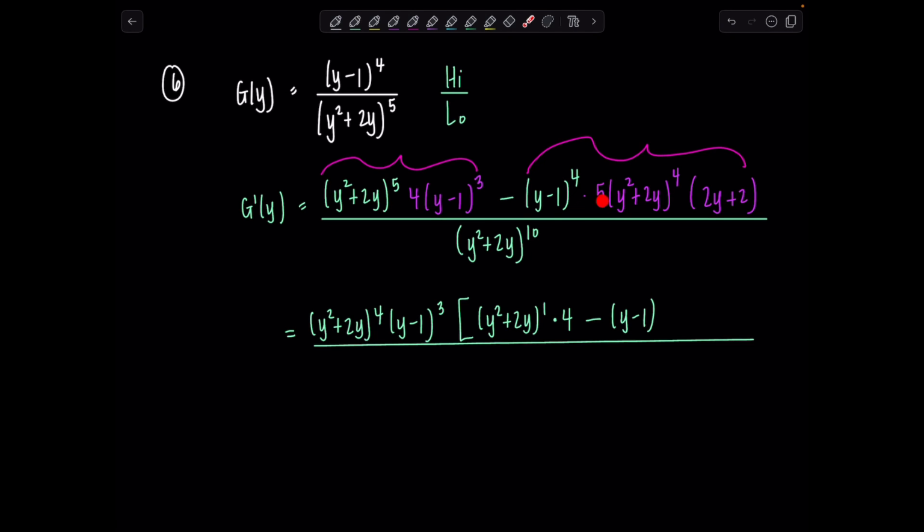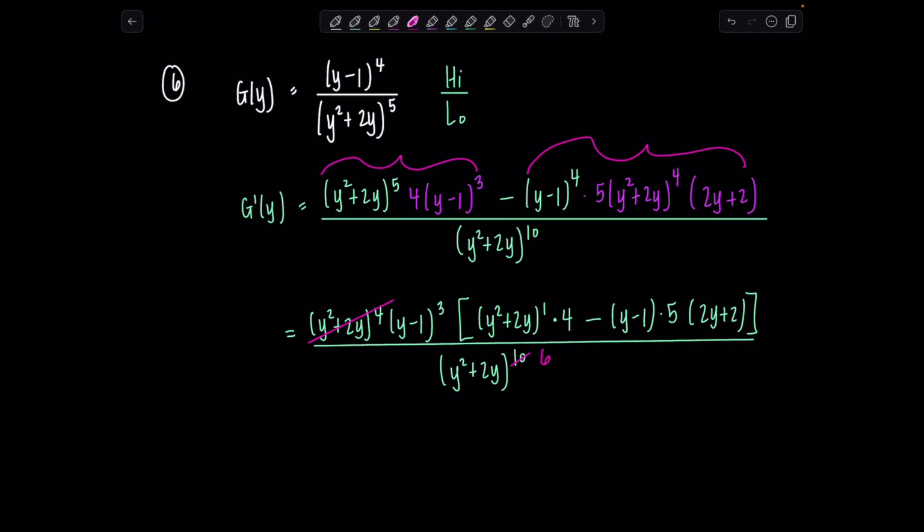This 5, he's still there. Nobody touched you. Okay. Poor little 5, just hanging on for dear life. This is completely gone, right? I took it out, and then I still have 2y plus 2. Okay. Over y squared plus 2y to the 10th. Anything you notice? Good, yes, this we can cancel with the denominator, and now there's only 6 of them.